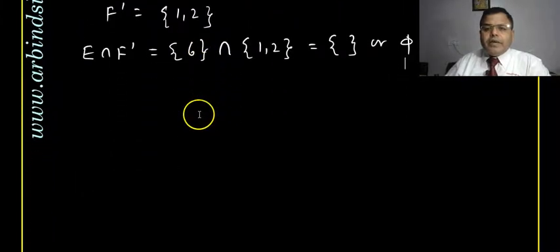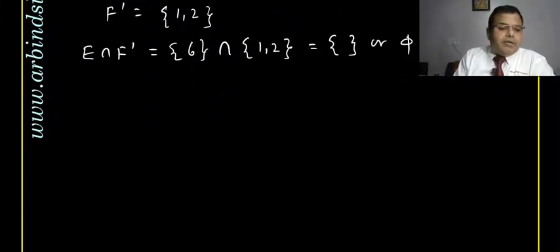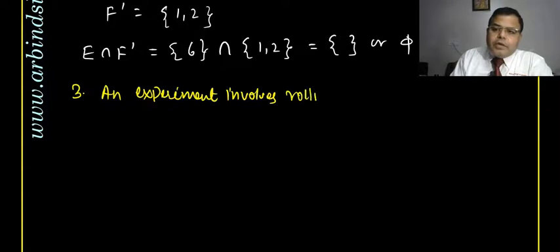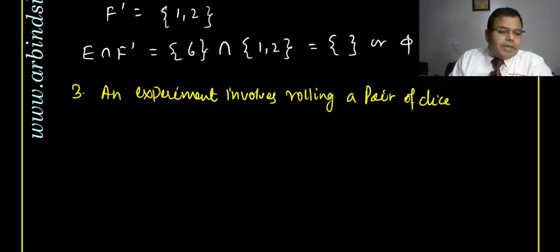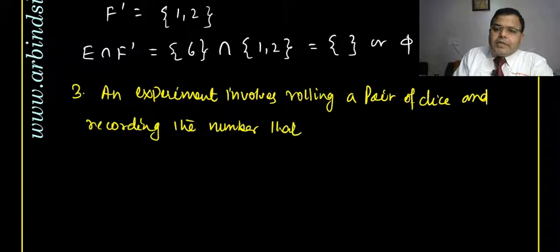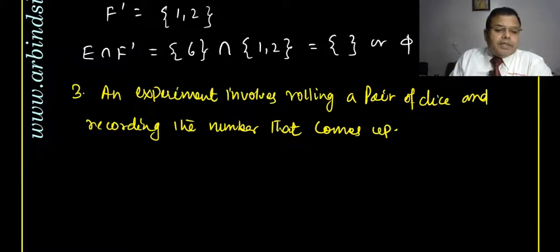Okay, so this is a long one, but still you can learn many things out of it. Now there is a third question. An experiment involves rolling a pair of dice and recording the number that comes up, right? Recording the number that comes up.